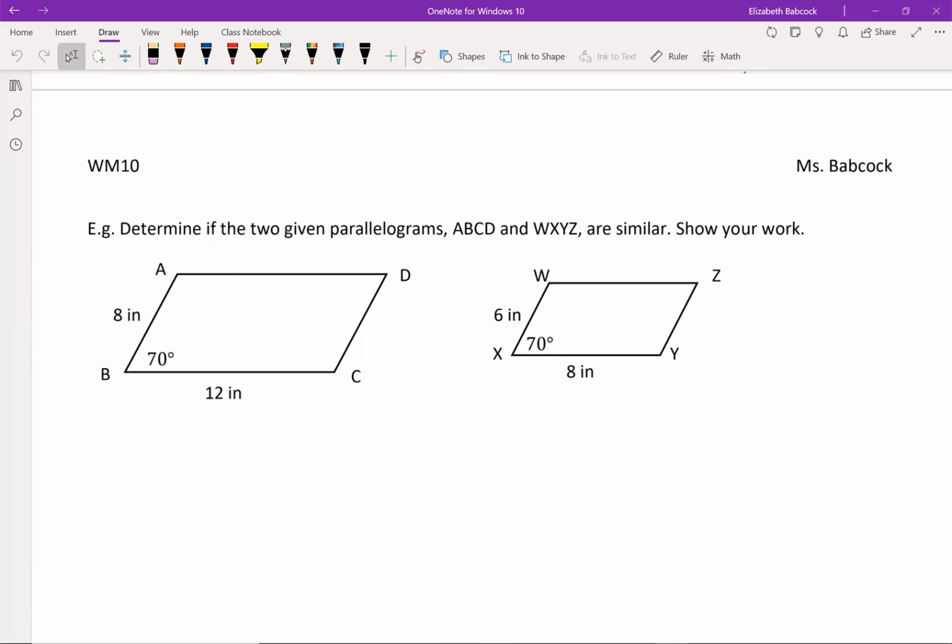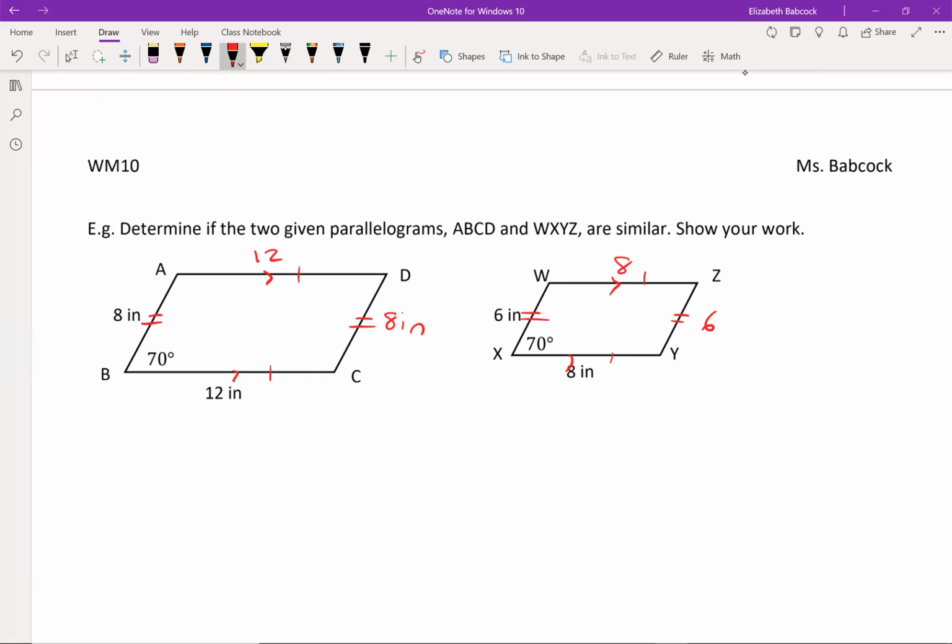With parallelograms, we know that this side is parallel to this one, but they're also the same. This one's parallel to this one, and they're also the same. Okay? And then the same goes for these ones. They're equal. So that means that this is also 8, this is also 12, this is also 8, and this is also 6.